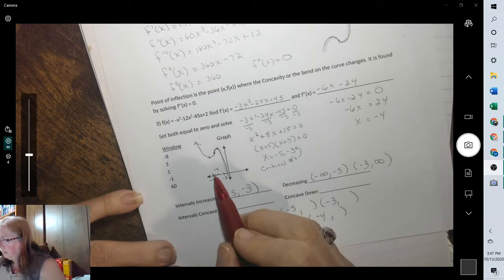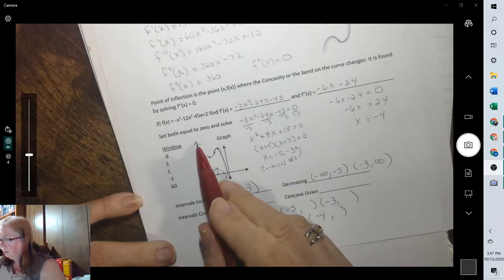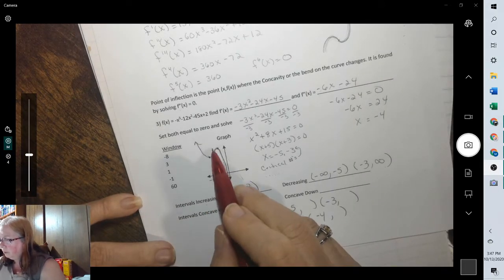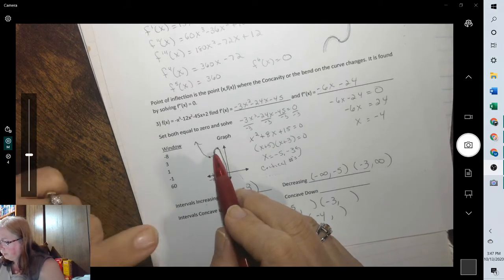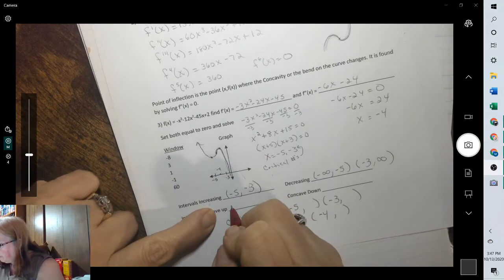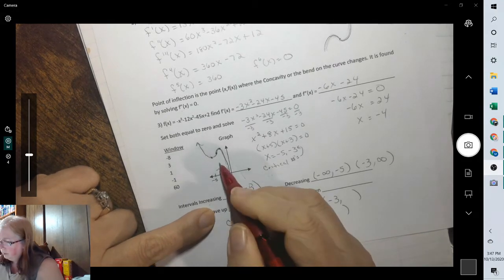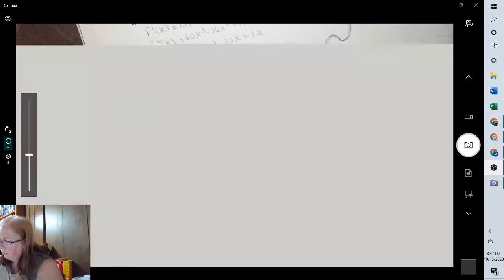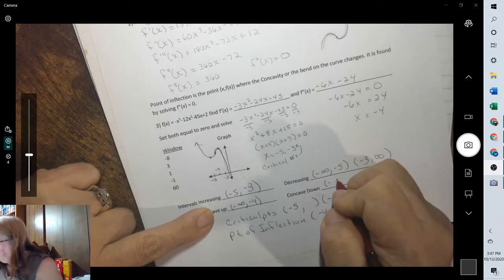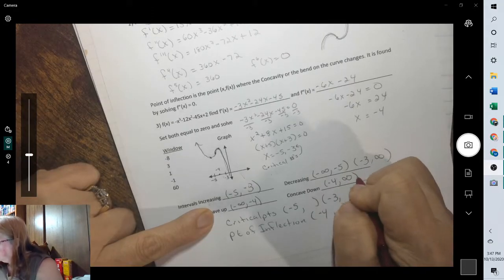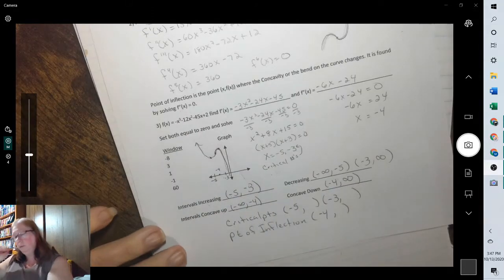The concavity only changes in one spot. This one, it's concave up. So it's concave up from negative infinity to negative 4. And then at negative 4, it starts going down, from negative 4 to infinity. And you're using x values.